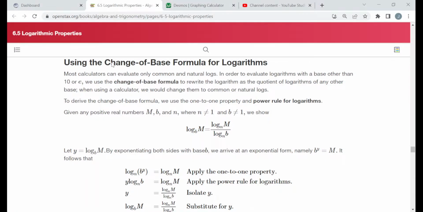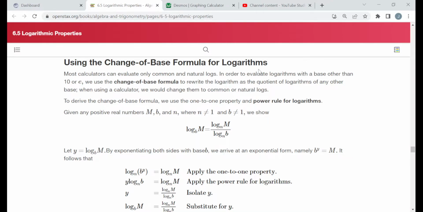Now in this video, I'm going to be going over examples that are taken directly from a free online textbook at openstax.org. I'm in their Algebra and Trigonometry text, section 6.5, called Logarithmic Properties. And I'm under the heading Using the Change of Base Formula for Logarithms.